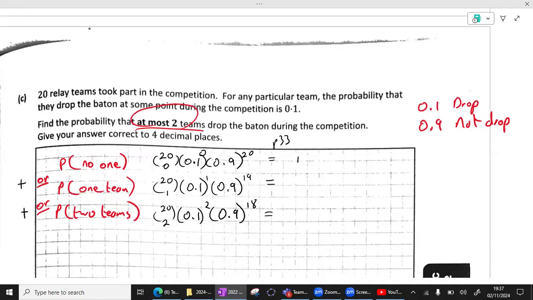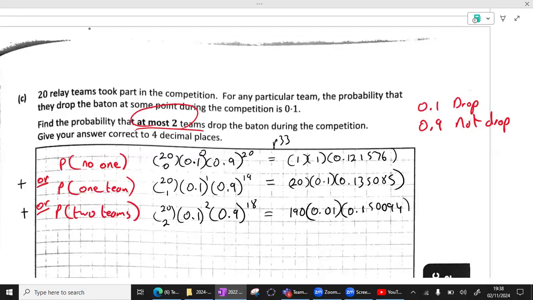So 20 choose 0 is 1. Anything to the power of 0 is 1. So we end up with 0.9 to the power of 20. Now that's coming out as 0.121576. I'm just keeping in a few decimal places there. Now 20 choose 1 is 20. And that's 0.1. And then we have 0.9 to the power of 19. So that's giving me 0.135085. Again, I'm leaving in a good few decimal places until the end. 20 choose 2 is 190. 0.1 to the power of 2 is 0.01. And then 0.9 to the power of 18 is 0.150094. And again, leaving in a lot of decimal places there.